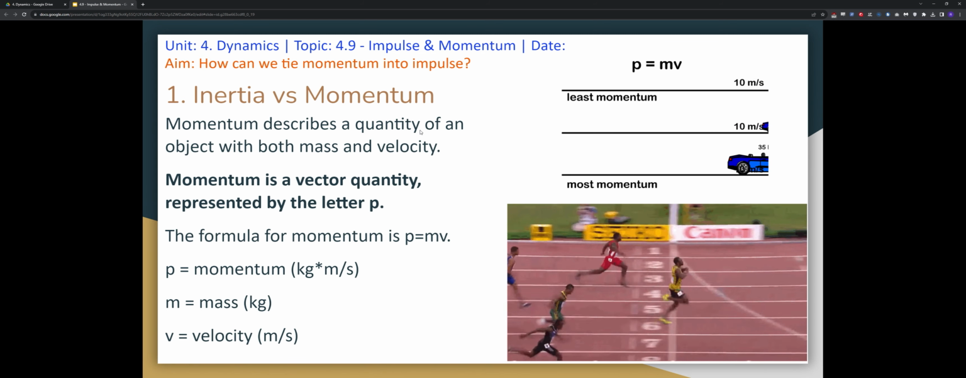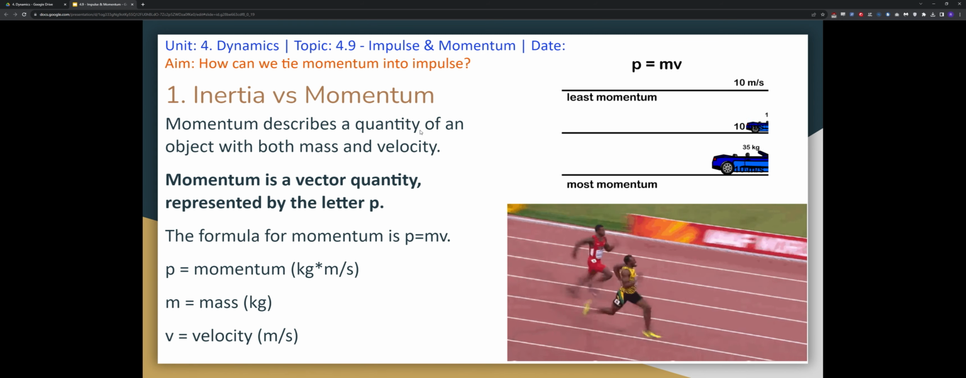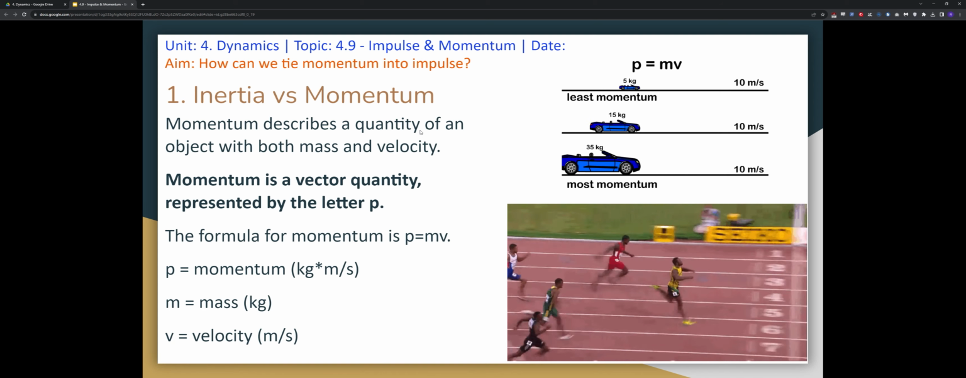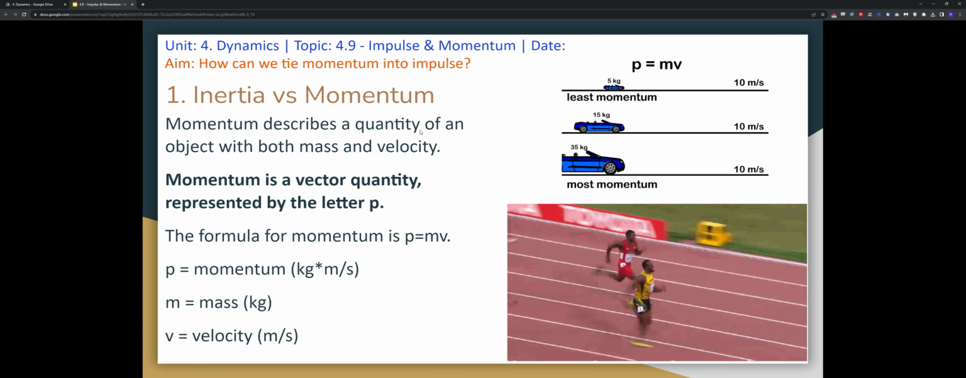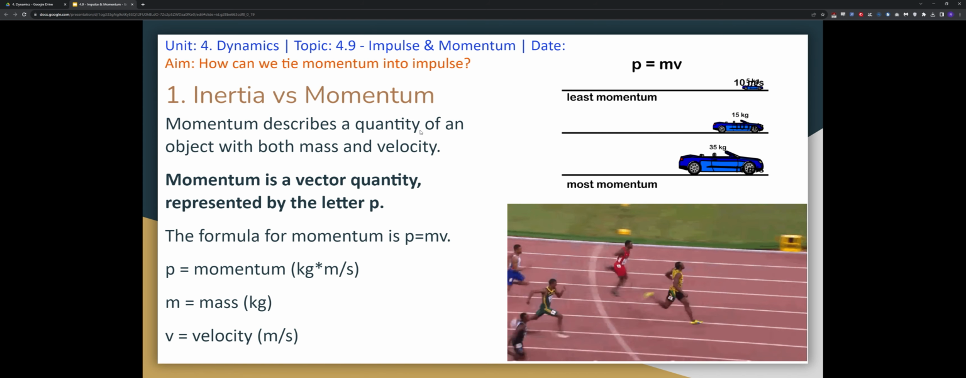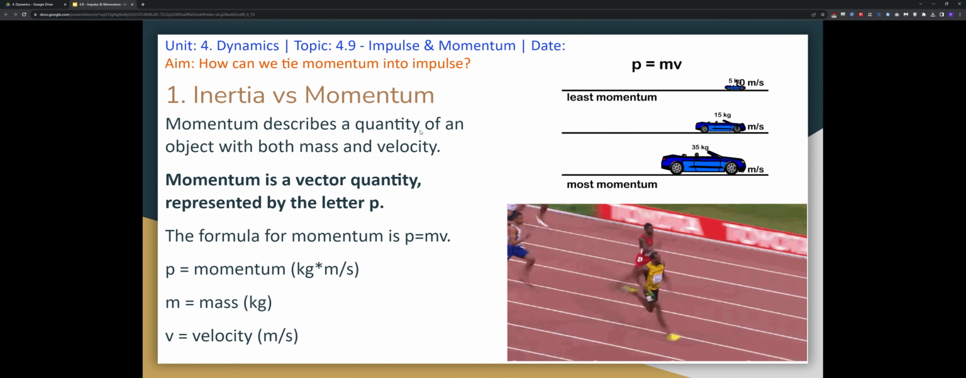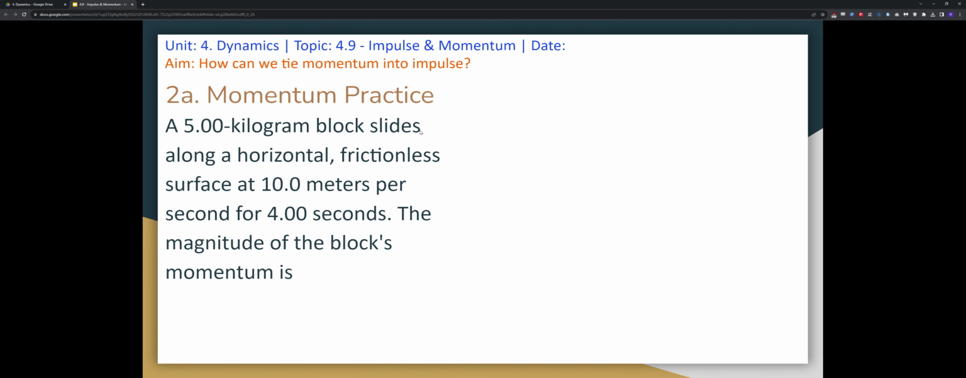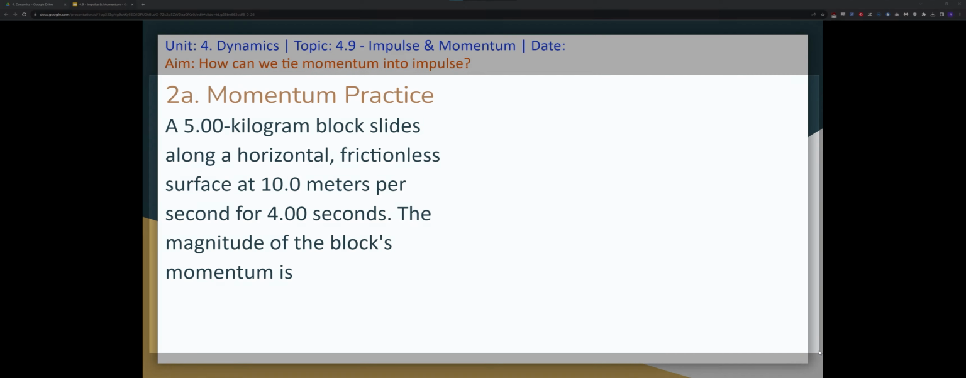So you have more momentum if you have a higher velocity, you have more momentum if you have a higher mass, etc. Now, momentum is a vector quantity. Direction is important. You either go to the right or to the left, up, down, it doesn't matter. Momentum has a direction. So let's get into the first practice problem.